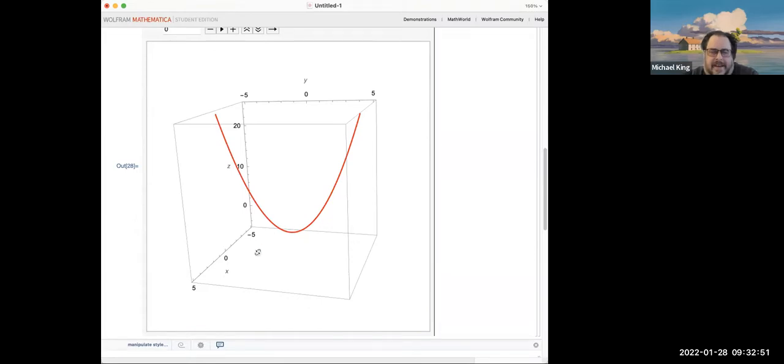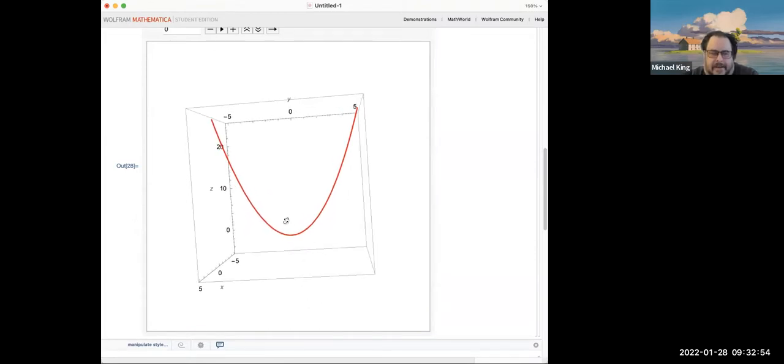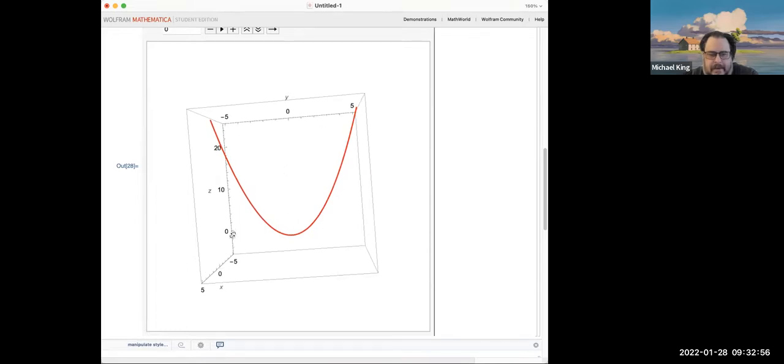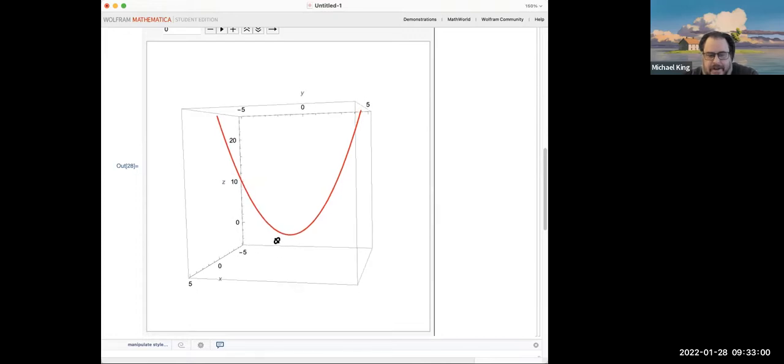And this is what I was saying. I'm letting y go from -5 to 5, but z equals 0 is down here and then up to 25. So this is the problem I was talking about that I drew in the picture. Does that make sense?